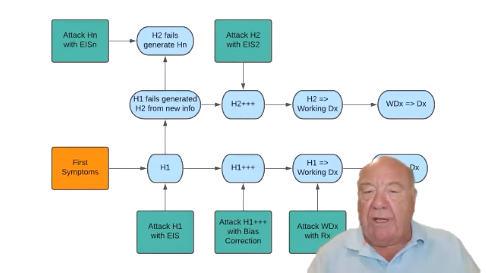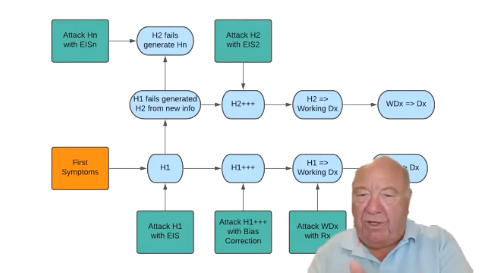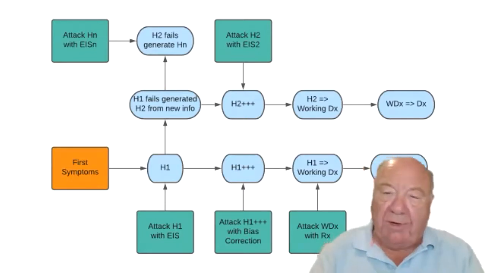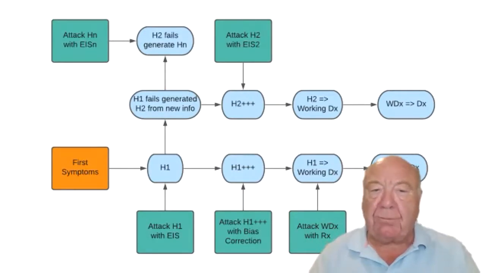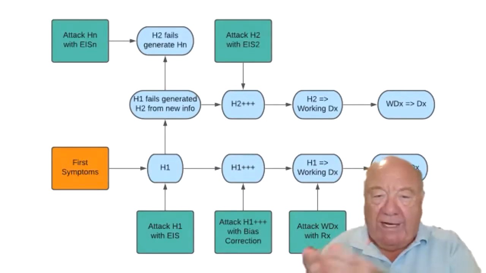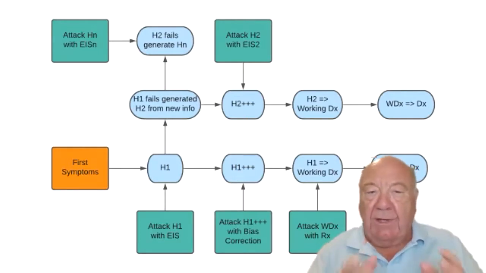If this is working, the H1 is strengthened. You then hit it with the bias correction. If the bias correction works, then you attack the working diagnosis, now, this is what it's become, with your treatment. And if the treatment works, then the diagnosis is correct. If this fails anywhere during that attack with the EIS, then you move on to H2.